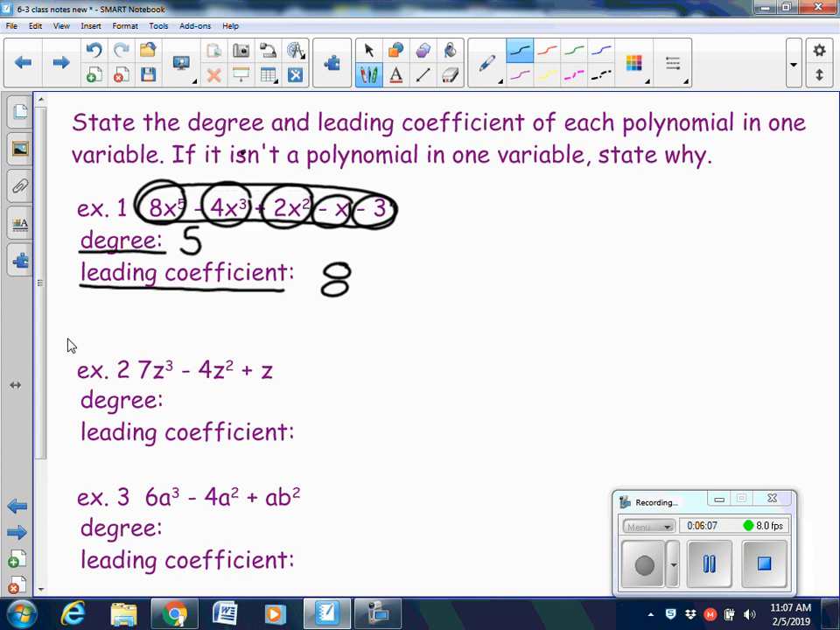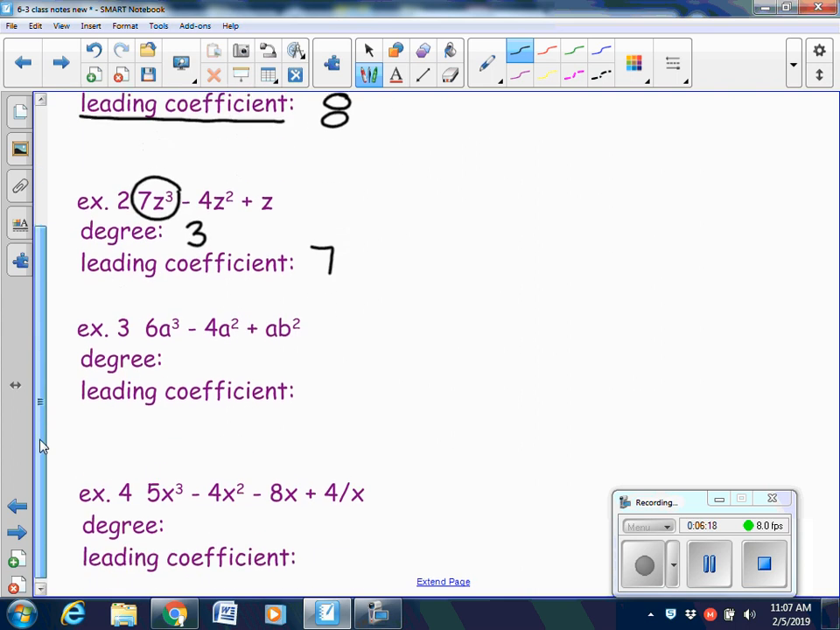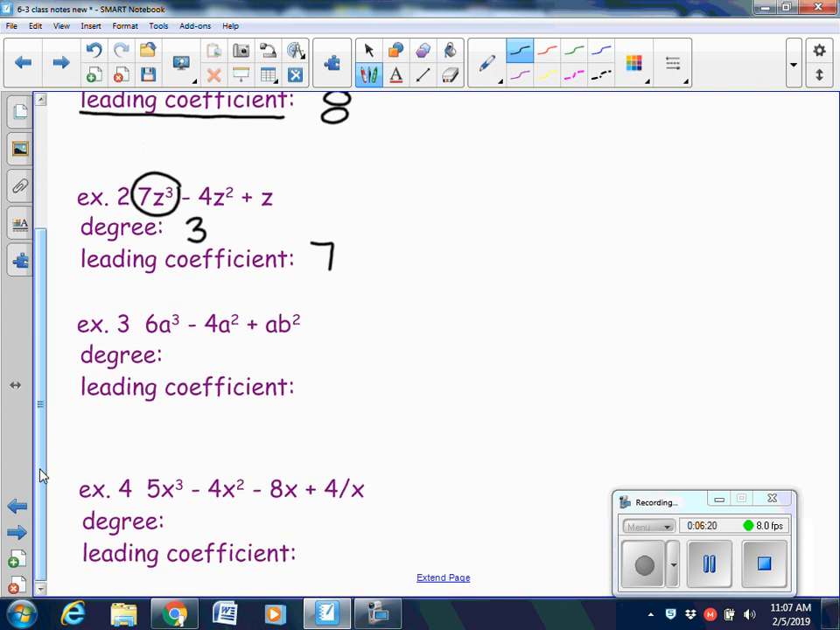What I do is just circle: the highest degree is 3, and the number that's in front of the 3 is a 7. So that's all you're doing on the worksheet. The next two, I circle the highest degree, which is 3, and the leading coefficient is 6. And the last one, the highest degree is 3, and the leading coefficient is 5. So when you come pick up your worksheet, that's the first thing you have to do on the worksheet.